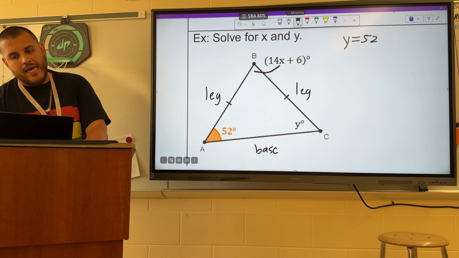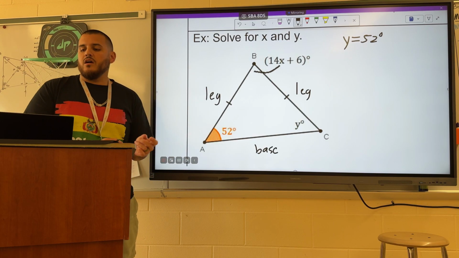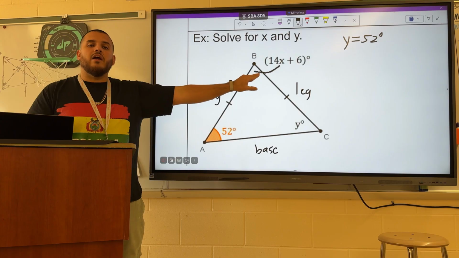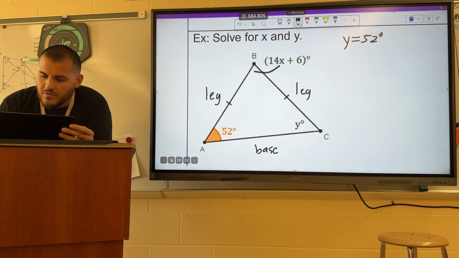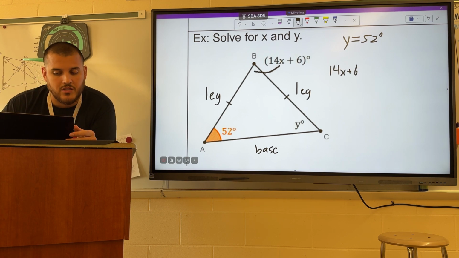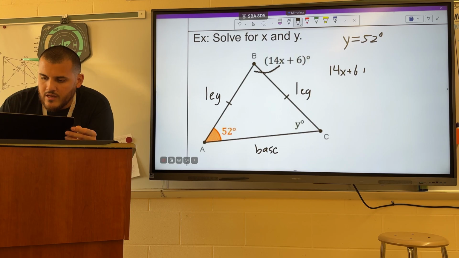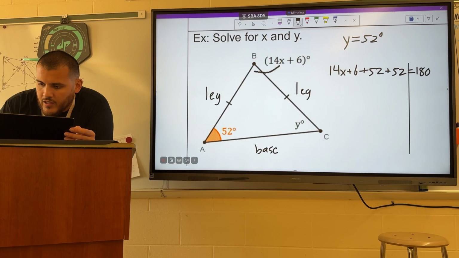So no real math involved there in knowing that y is 52. It's just knowing the parts of your triangle. Now solving for x, that vertex angle here requires our triangle sum theorem. And this is just a little bit of extra algebra because of the expression. 14x plus 6, plus the 52 from angle A, plus the 52 that we know now for angle C, must equal 180 degrees in the triangle. And we're off doing our algebra.